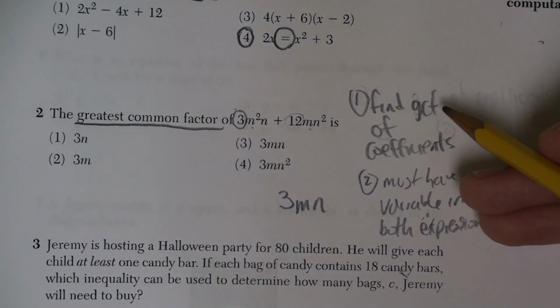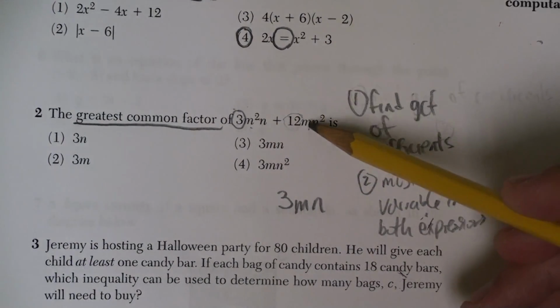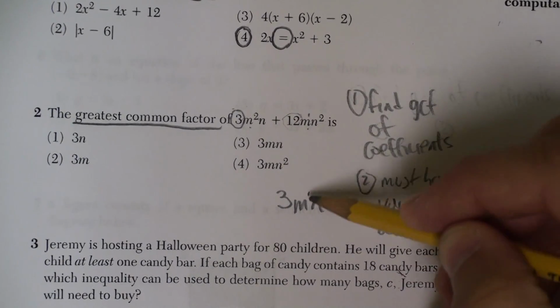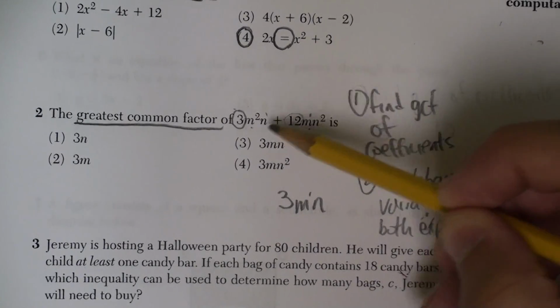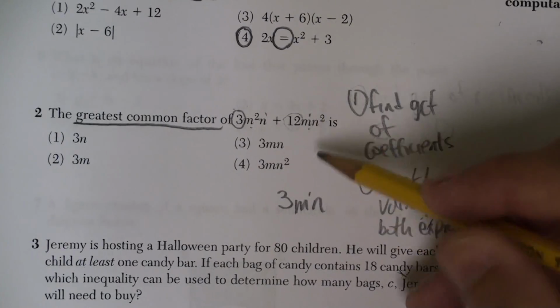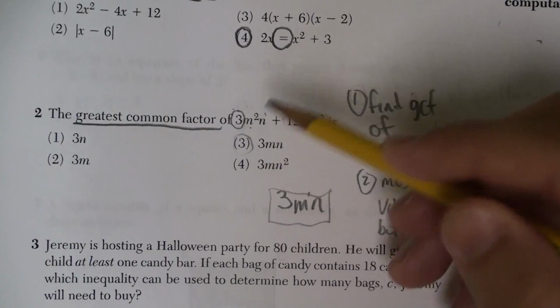Next, we have to look for the lower power. In this term, it's m squared. In this term, it's m or m to the first. So I'm going to leave it as m to the first because that's the smaller power. Then with the n's, this is n to the first and this is n to the second. We're going to go with the smaller power. So we just take n. So our final answer would be 3mn, and we'd circle 3.